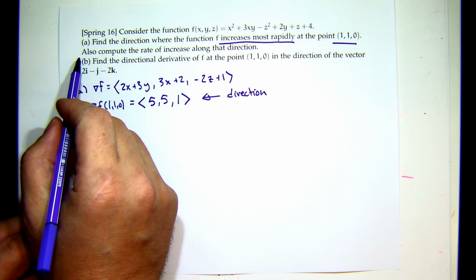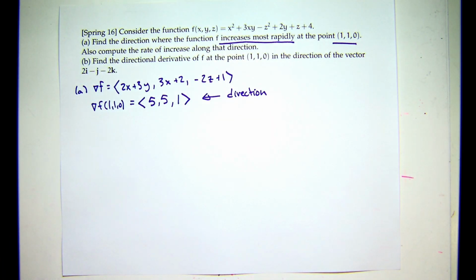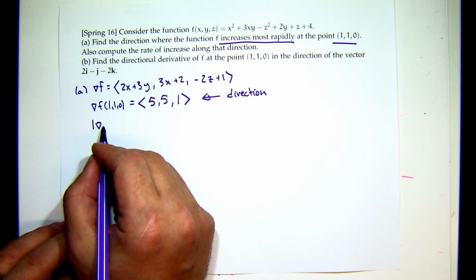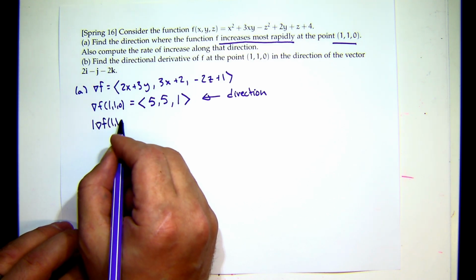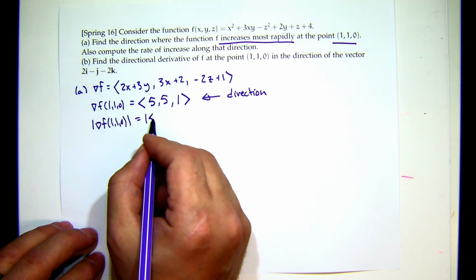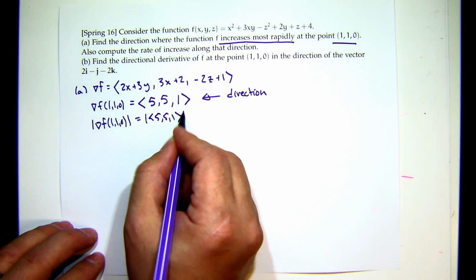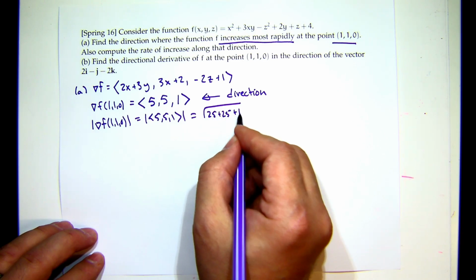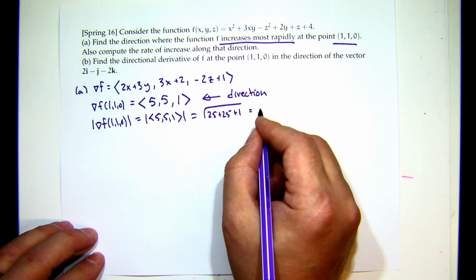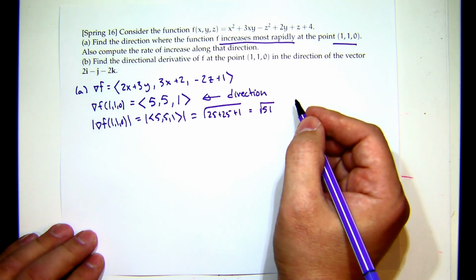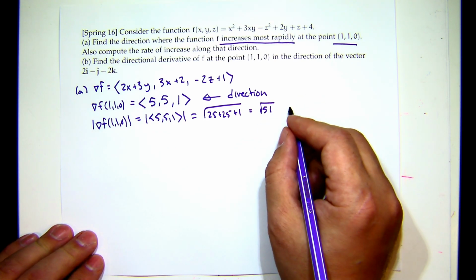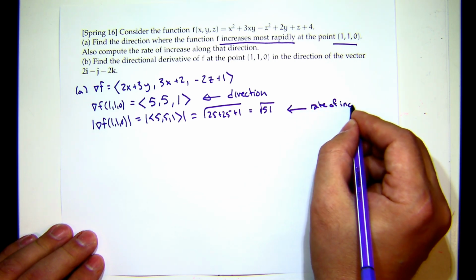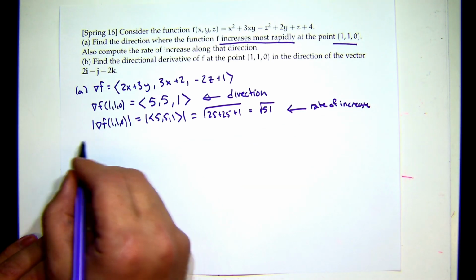Well, there's an also. Rate of increase in that direction. How do we find that? Magnitude of the gradient. So magnitude of the gradient at 1, 1, 0. That's the magnitude of 5, 5, 1, which is the square root of 25 plus 25 plus 1, because I square each entry, which is square root of 51. It's the answer. Rate of increase. Okay, that's part A. Cool.